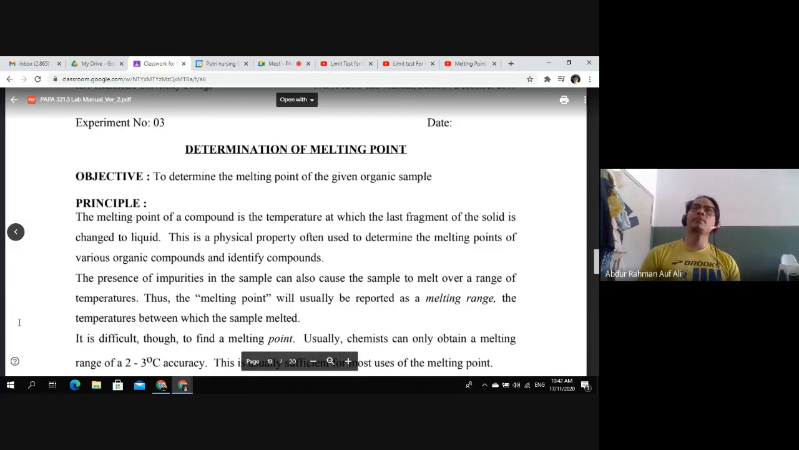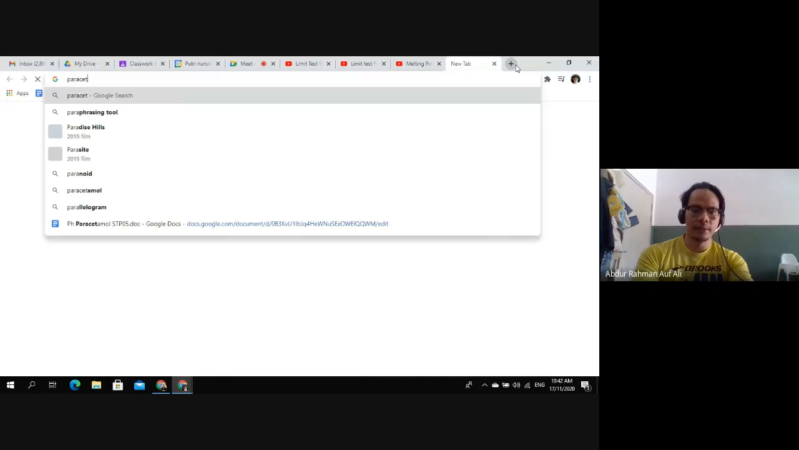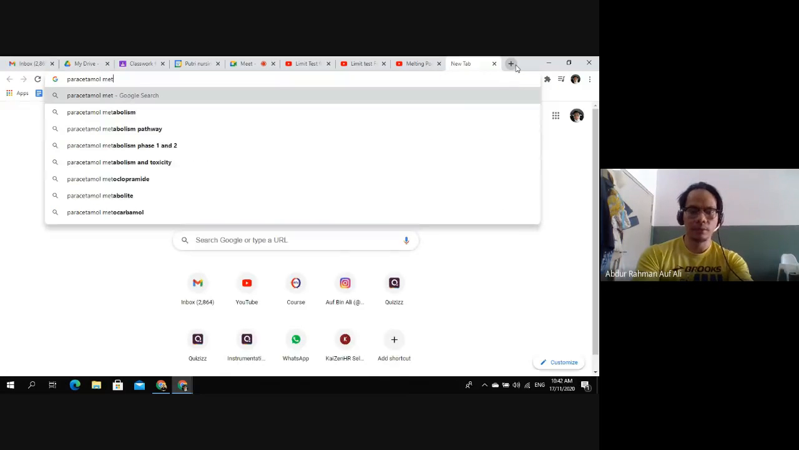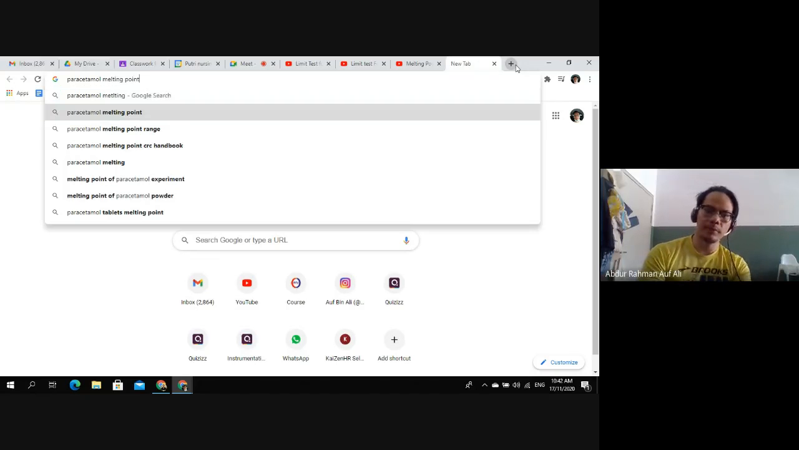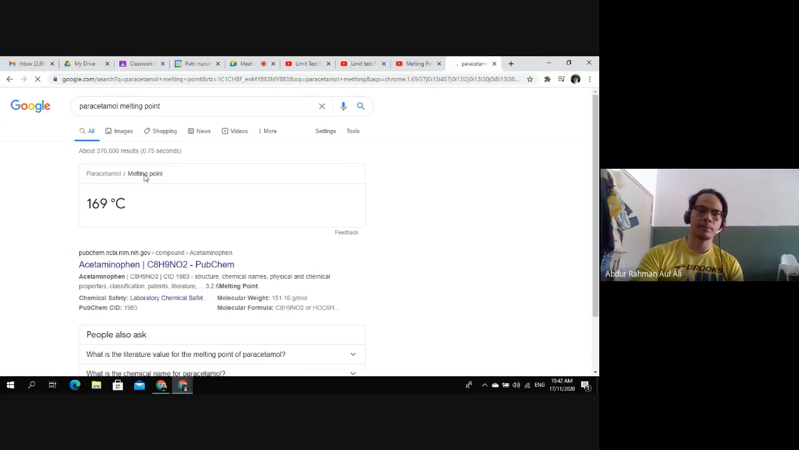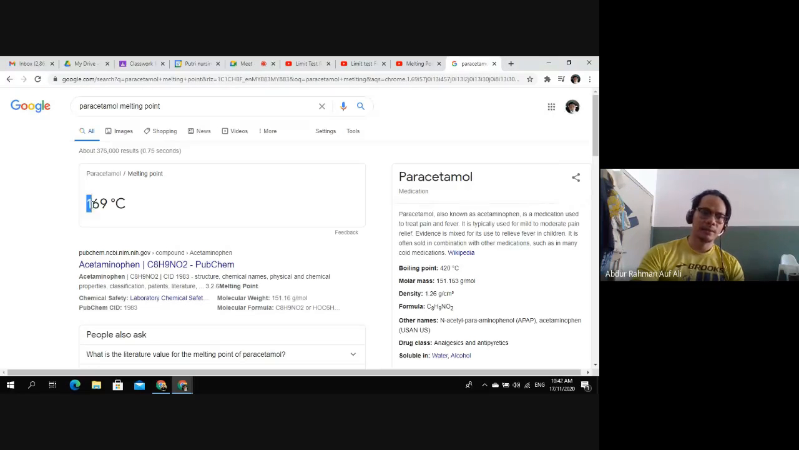Melting point. So melting point of every active ingredient is somewhat different. So for example, kalau paracetamol, you can just Google paracetamol melting. You don't need pharmacopoeia pun for this, because paracetamol is a generic substance. 169 darjah Celsius. So we know paracetamol punya melting point is 169 degrees Celsius.